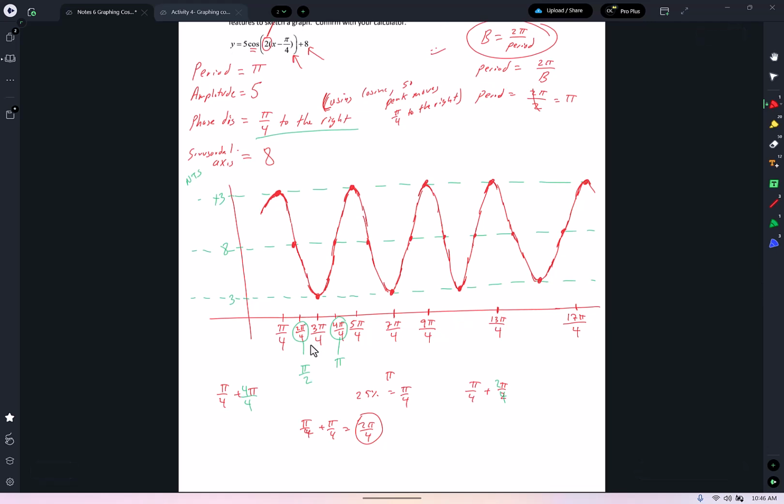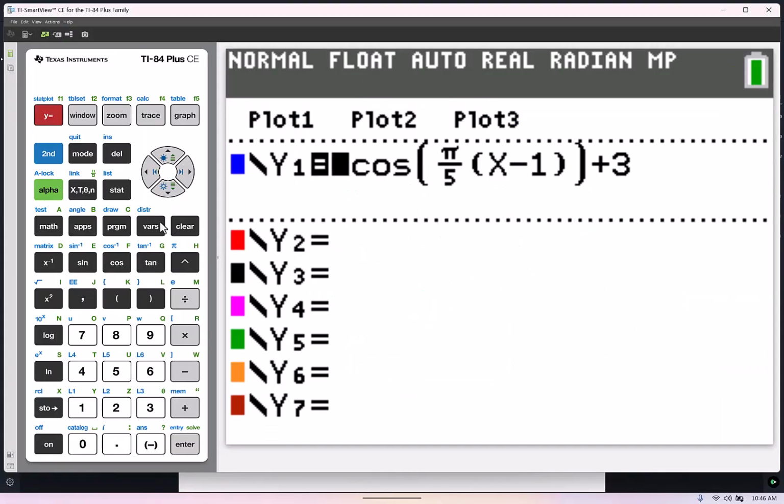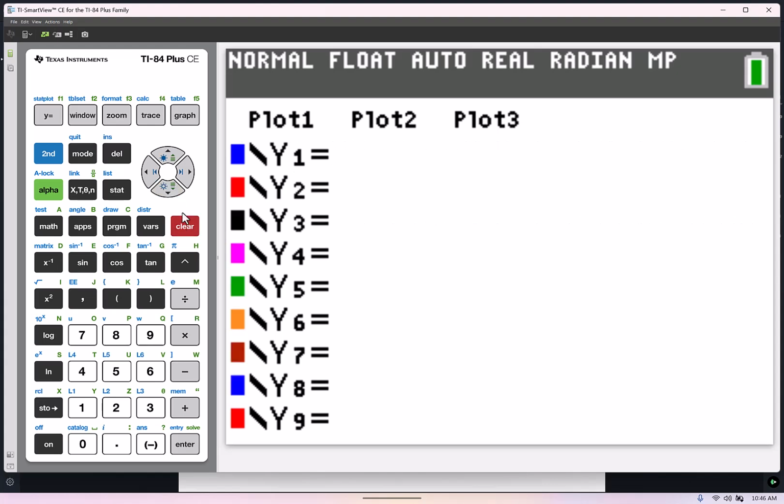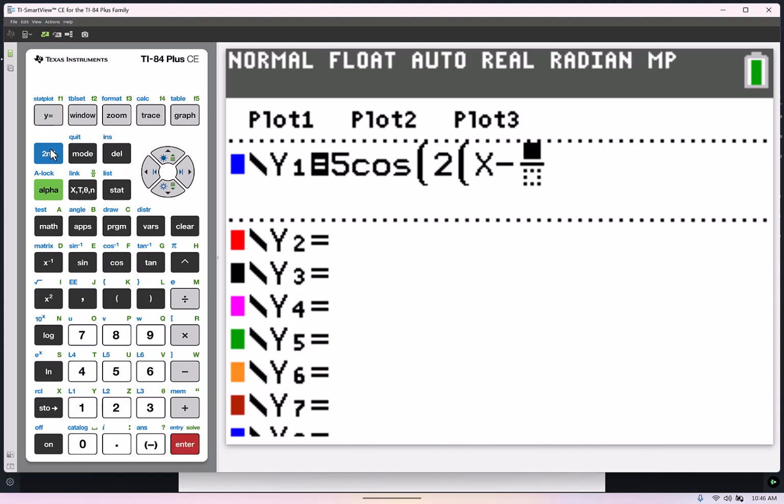Let's verify this. Type this into your calculator. 5 cosine 2. So let me see. Calculator, y equals. I'm going to clear both of them. 5 cosine 2, open parenthesis, x minus pi over 4.